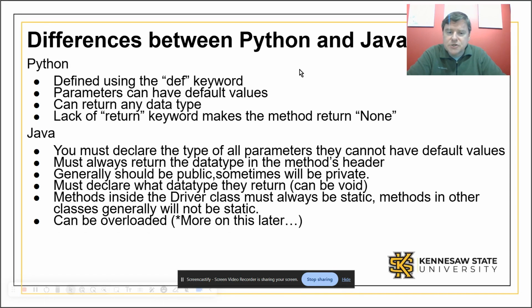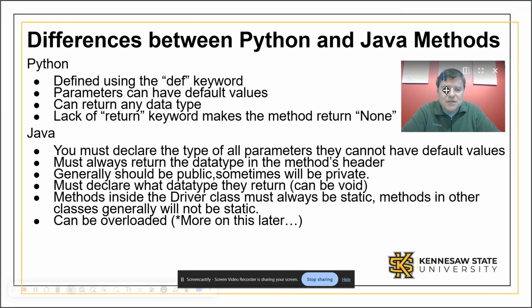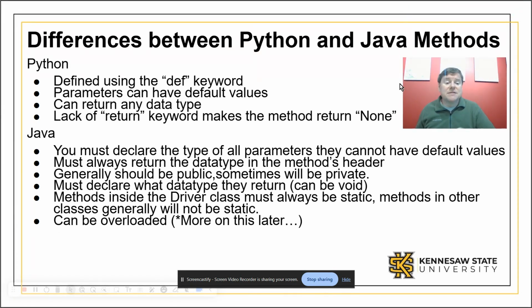All right, so moving on again. So let's talk about the difference between Python methods and Java methods. In Python, you always began with def because you were defining a function. And in Java, we don't do that. We just simply have no keyword for defining a method. You just define the method.